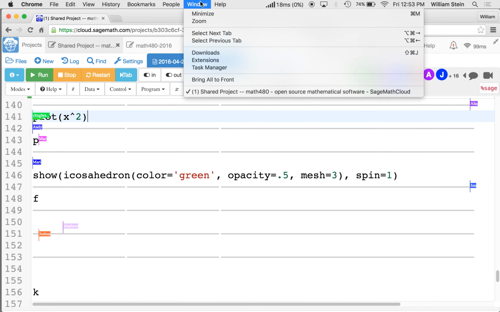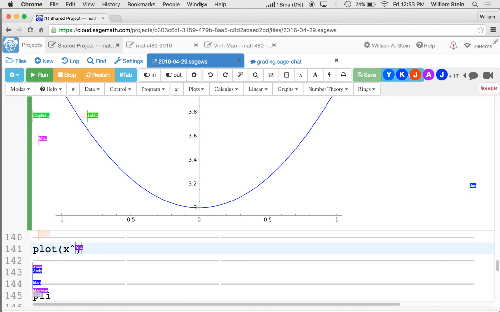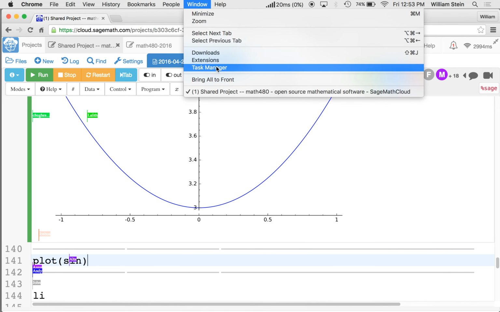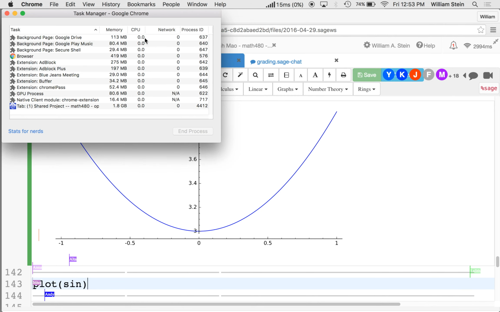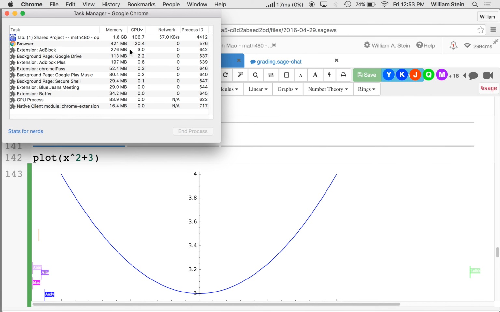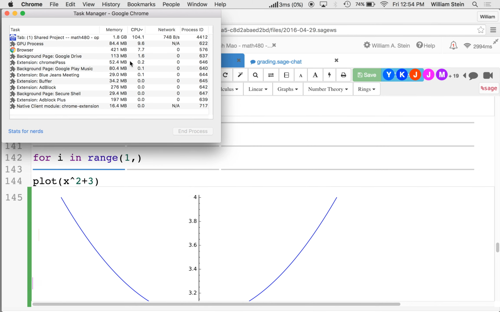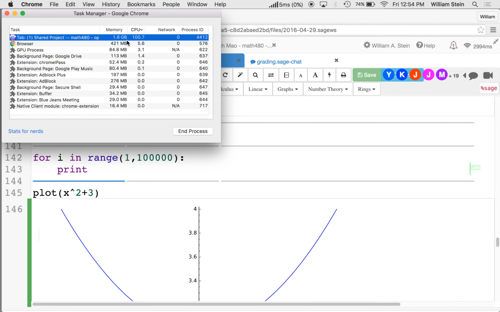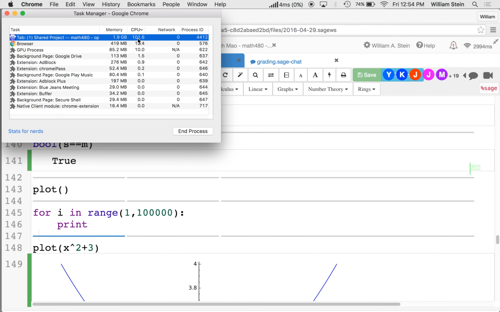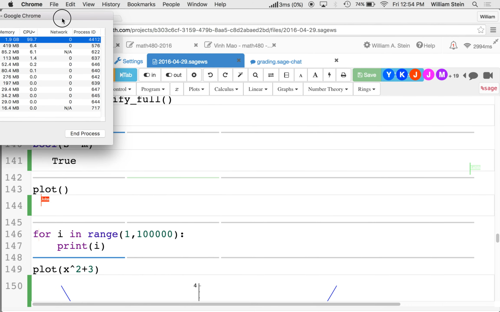By the way, if you use Chrome, there's a cool thing you might want to use right now, which is Window Task Manager. What it'll do is it'll pop up and show you the CPU usage of every single tab that you have opened in Chrome. So you can see that, sadly, the CPU usage of this particular one is very high suddenly, which makes me unhappy.